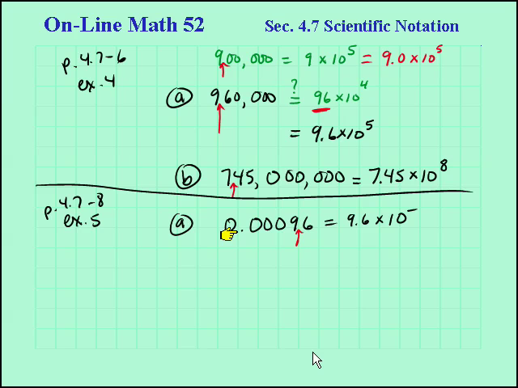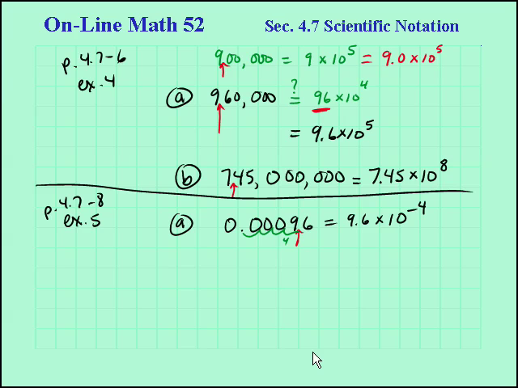So we can think of moving the decimal point, and however many spaces we move it, that'll be the exponent up here. So we might think of it this way. If we moved it, it would be 1 place, 2 places, 3 places, 4. So 9.6 times 10 to the negative 4 would be the proper scientific notation for that number. Let me write it in black. So we have 9.6 times 10 to the negative 4.